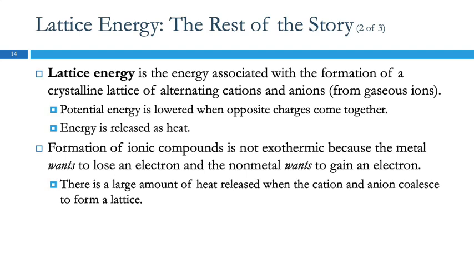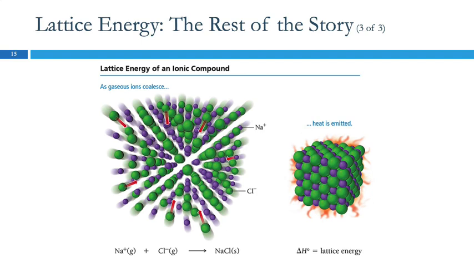They form a lattice. So we've got all these ions in the gas state, away from each other, and when they come together, they're just like, oh, this is good. Lower in energy, and so we get heat being emitted, and that's the lattice energy.